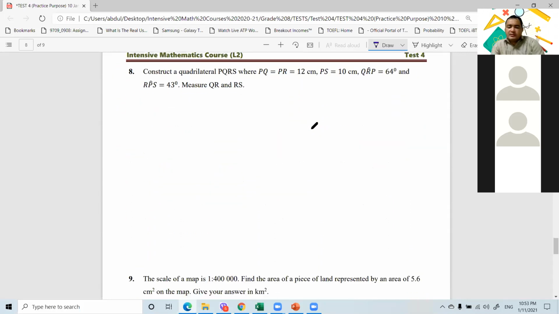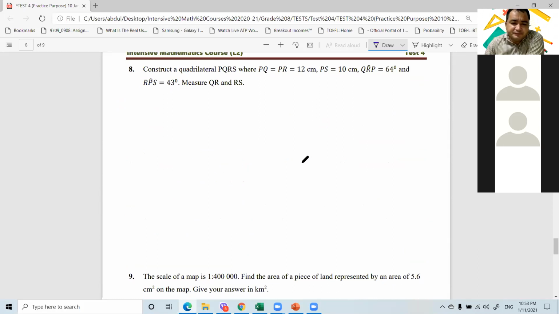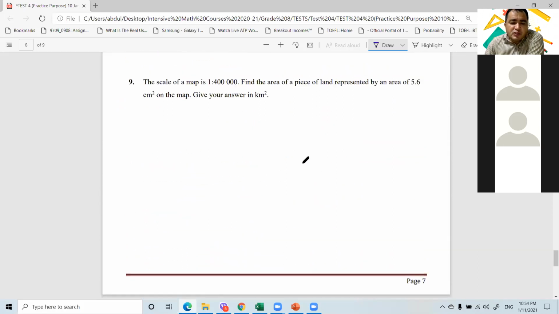How about question 8? It's about drawing, Musa. You need to use a protractor and a ruler and draw this. Construct a quadrilateral PQRS where PQ equals QR, 12 centimeters, PS equals 10 centimeters, and the angle. So you have to use the protractor and the ruler and draw this, and after that you have to measure this, okay? But in the test, of course, I can't ask this because you should do this on paper.